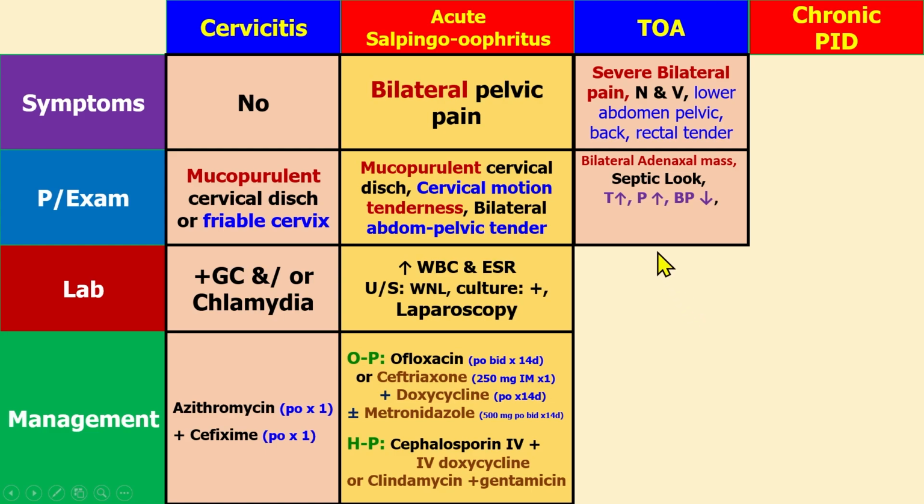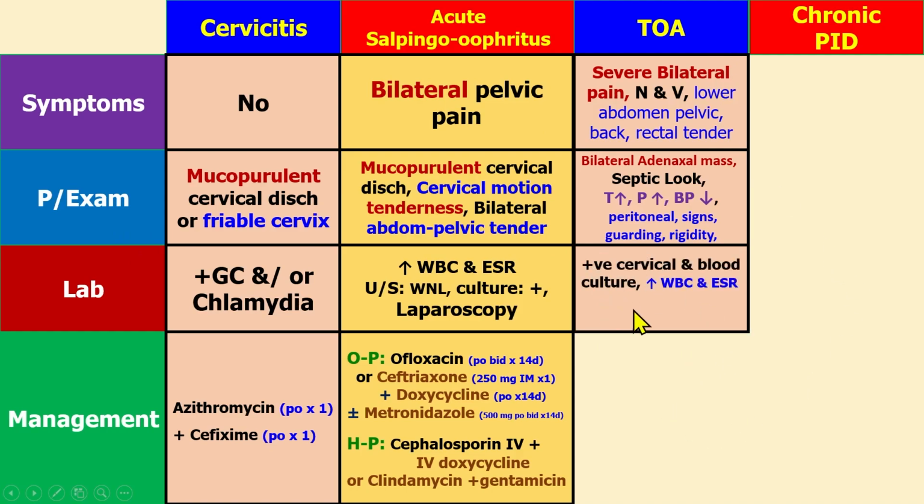You will see the peritoneal signs, and you see guarding. Guarding means the patient does not allow you to touch the area, and there will be rigidity. So these are the pelvic findings of the tubo-ovarian abscess. There will be culture positive for cervical and blood cultures, WBC and ESR will be increased, and on CT you see bilateral complex pelvic masses.